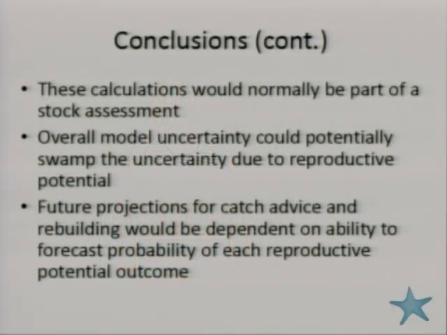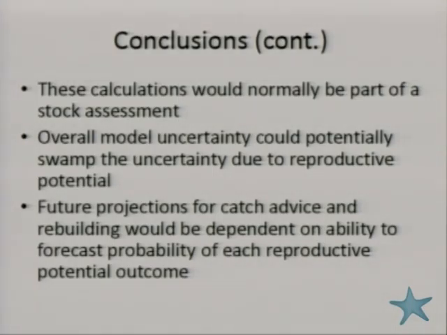Normally, these sorts of calculations would be part of a stock assessment where, I think as we saw in Paul's talk, the overall model uncertainty, as well as the strength of information from your age composition, more often than not swamps the uncertainty due to your reproductive potential.